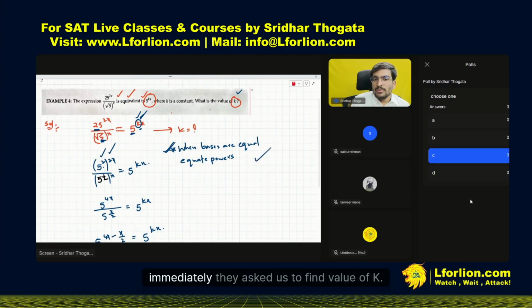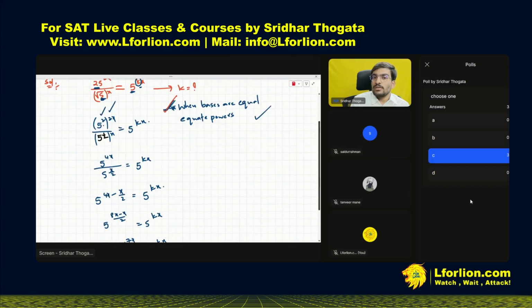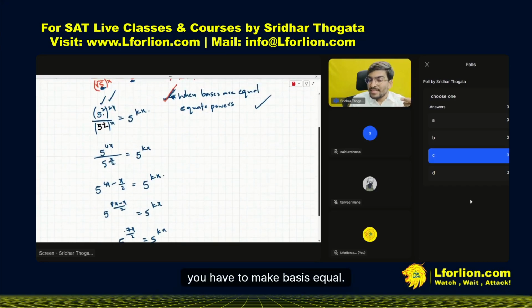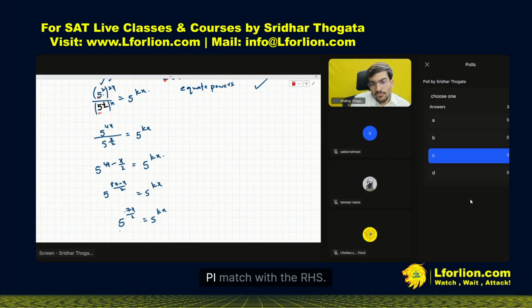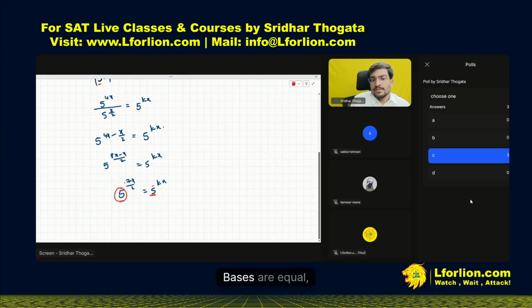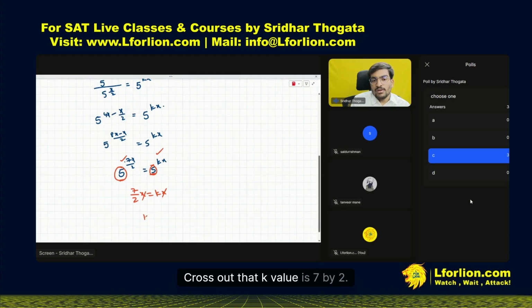So immediately they asked us to find the value of k. k is in the place of the exponent. For that, definitely you have to use this. If you are using this, you have to make the bases equal. To make the bases equal, that kind of idea must be generated in your brain. So I turned this 25 into 5s to match the RHS. Now the bases are equal. These are the bases. Bases are equal, equate powers. So 7 by 2 equals kx, x cancels out. I mean, sorry, crossed out, so k value is 7 by 2.